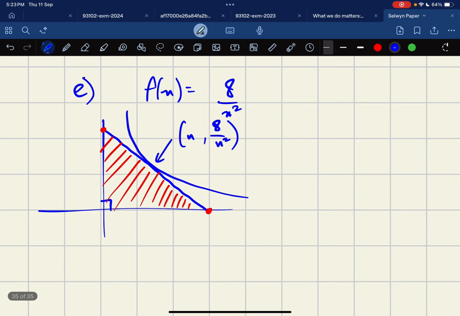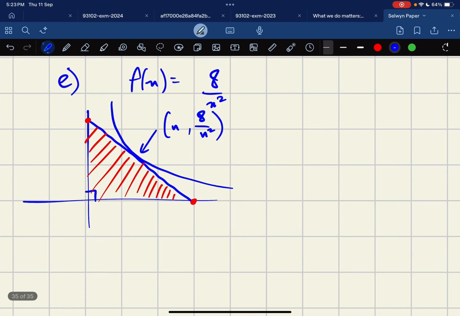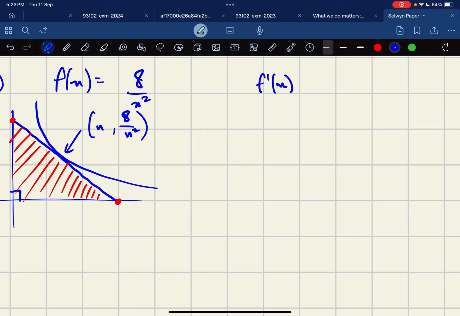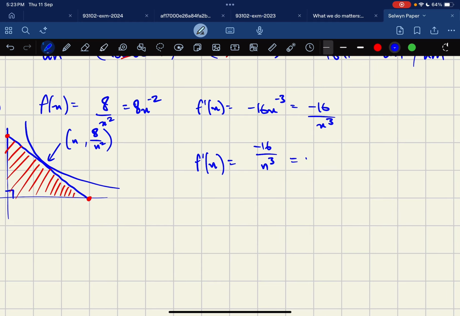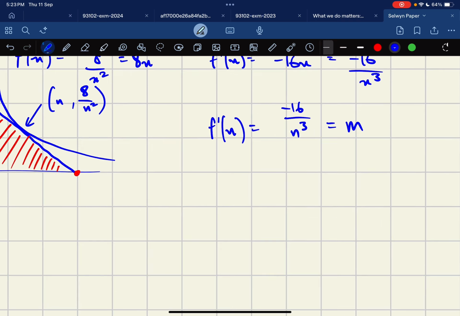Okay, so let's find an expression for the equation of the tangent here. So f prime of x, you can rewrite this as 8x to the negative 2. So f prime of x is, you multiply it by negative 2, it gives you negative 16, and then x to the negative 3. So this is negative 16 over x cubed. And then we're interested in f of n. So then f prime of n is simply just negative 16 over n cubed. This is the gradient of the straight line. And then we know that it passes through the point n, and then 8 over n squared.